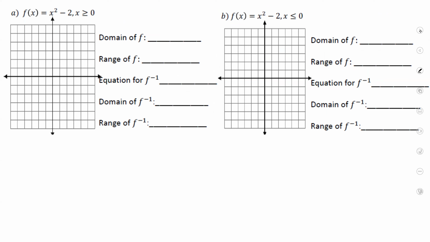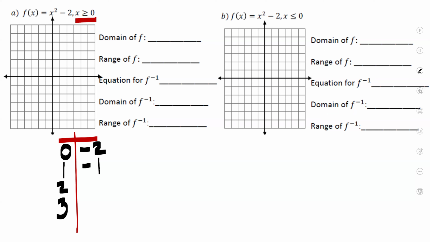Notice, guys, this is the same equation. They're saying the x values are greater than or equal to 0. So let's make a table. We're going to plug in values that are equal to 0 or bigger than 0. So I'll put in 0, 1, 2, and 3. If I plug in 0 here, what's 0 squared minus 2? 1 squared minus 2. 2 squared minus 2. 3 squared minus 2. 7.